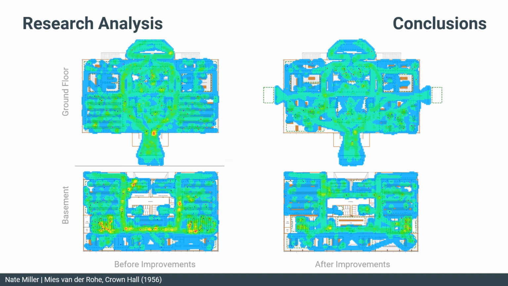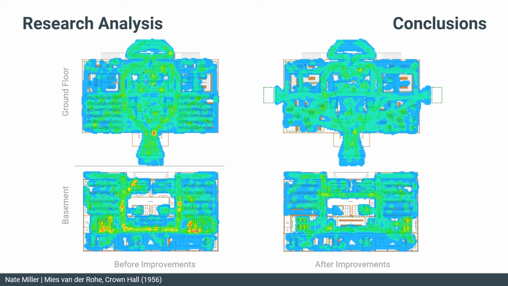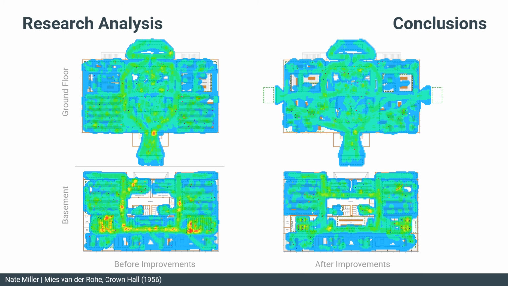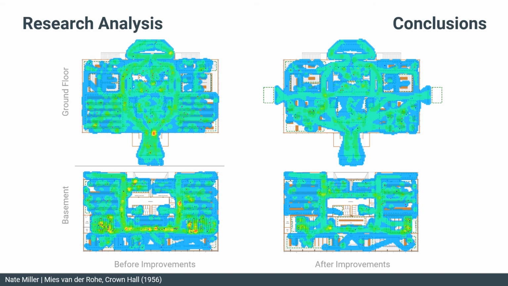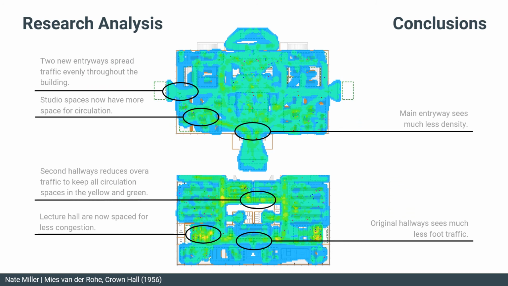Combining all of my interventions into a new analysis here on the right, Crown Hall has been significantly improved with regards to social distancing, as there are no more hotspots appearing. Both the ground floor and the basement now see minimal congestion, which can now suggest new design methodologies.